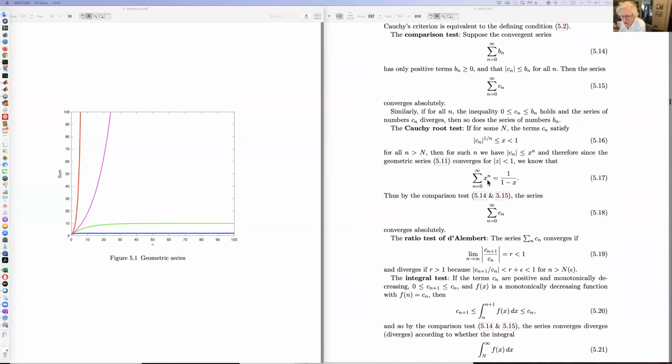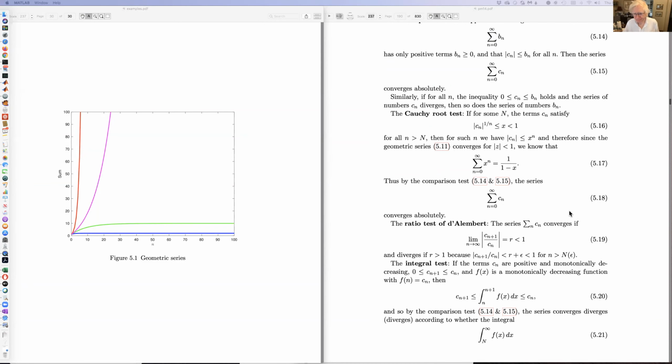By the way, it's called a geometric series because it's a power series with all the coefficients equal to 1. That's why it's called a geometric series. And we know that that thing sums to 1 over 1 minus x. So if this is true, then for large n, these things are smaller than that, and this converges absolutely.